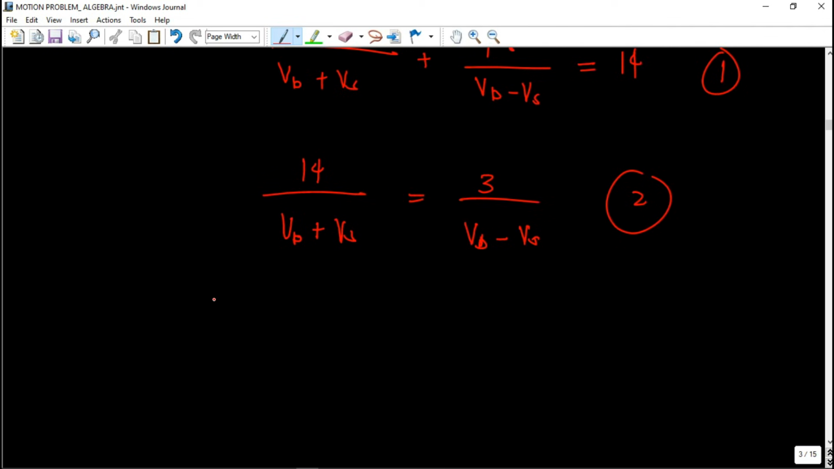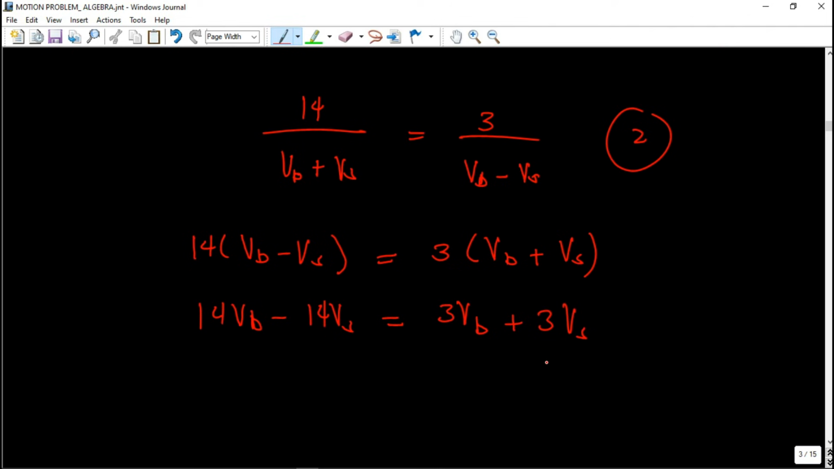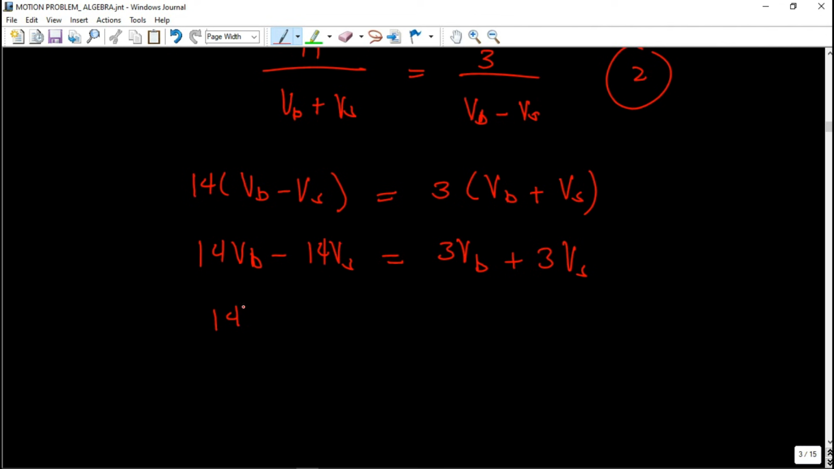From equation 2, we have here 14 times V sub B minus V sub S is equal to, we just multiply it here on the left side, then we have here 3 times V sub B plus V sub S. So, we have here 14 times V sub B minus 14 times V sub S equals 3 times V sub B plus 3 times V sub S. Okay, so we have 14 V sub B minus, let's transpose 3 V sub B, equals 3 times V sub S plus 14 on the right side.